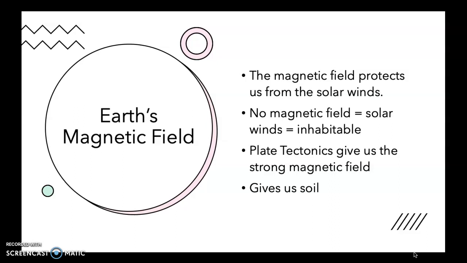The soil, however, is also a factor that follows along with the magnetic field, and we need soil just for plants to grow and to produce fruits and vegetables and things like that to help us live off of those. The magnetic field is what helps us keep the atmosphere that is habitable. So if we did not have such a strong magnetic field, we would be unable to keep the atmosphere that we have that makes us able to live on Earth.